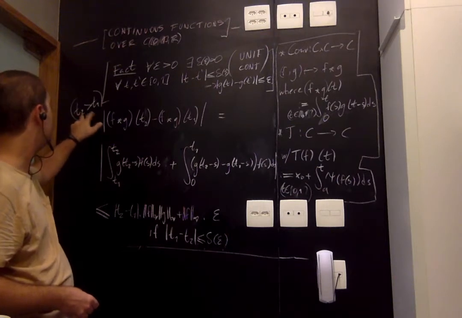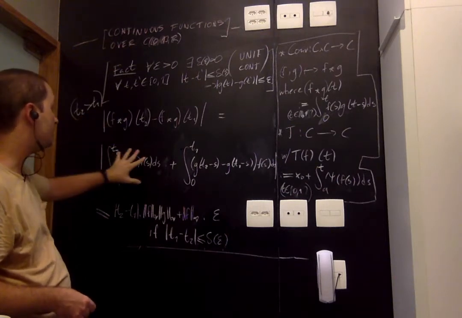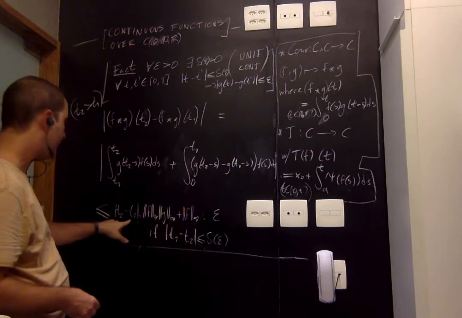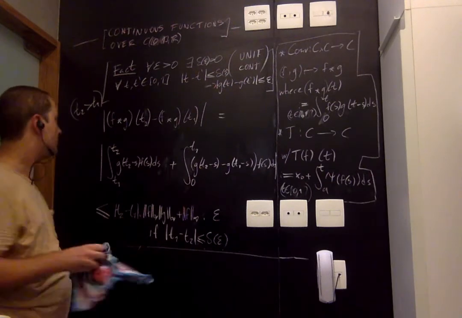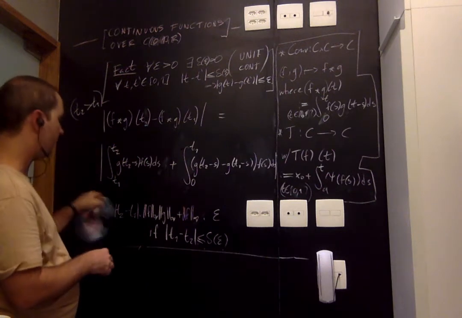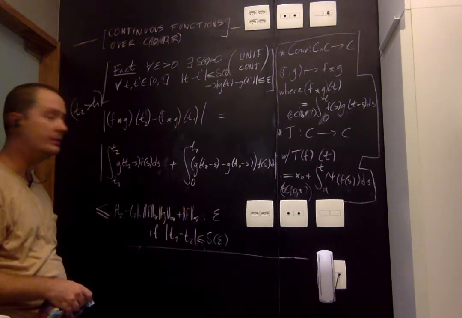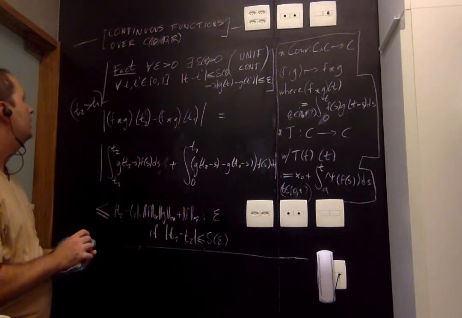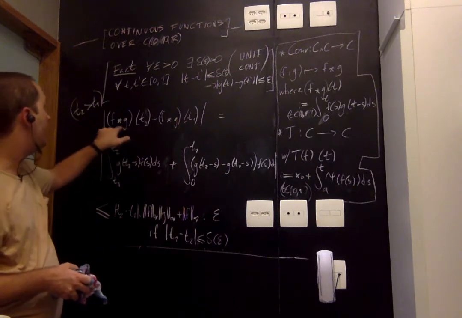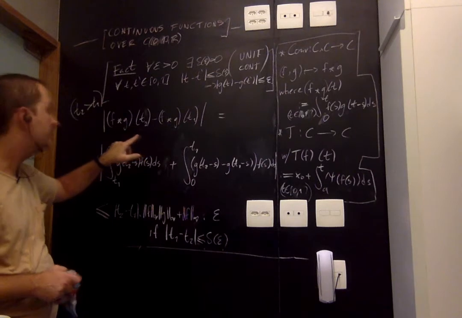So I said before that T2 was less than T1 just to make this calculation work. But in fact, the bound I get in the end is completely symmetric, so as long as you're willing to flip the roles, they're so similar. Okay, I claim that this proves that f convolution g is continuous.